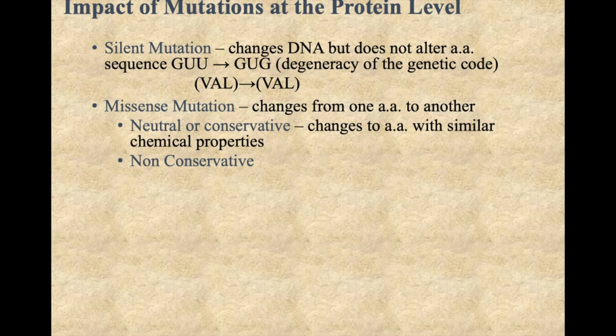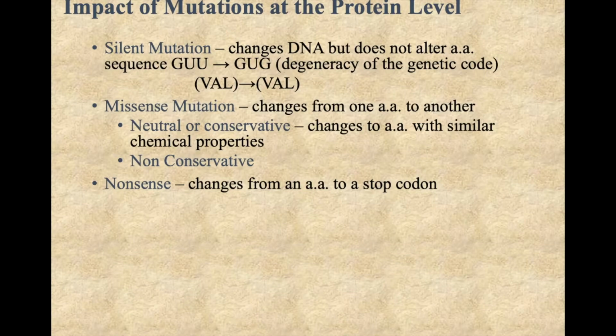It's going to change the way the protein folds and potentially the way the protein behaves as well. Then we've got a nonsense mutation. So silent mutations, missense mutations, and a couple different types of missense mutations, and then nonsense mutations. This is when a codon gets changed from coding for an amino acid to simply becoming a stop codon.